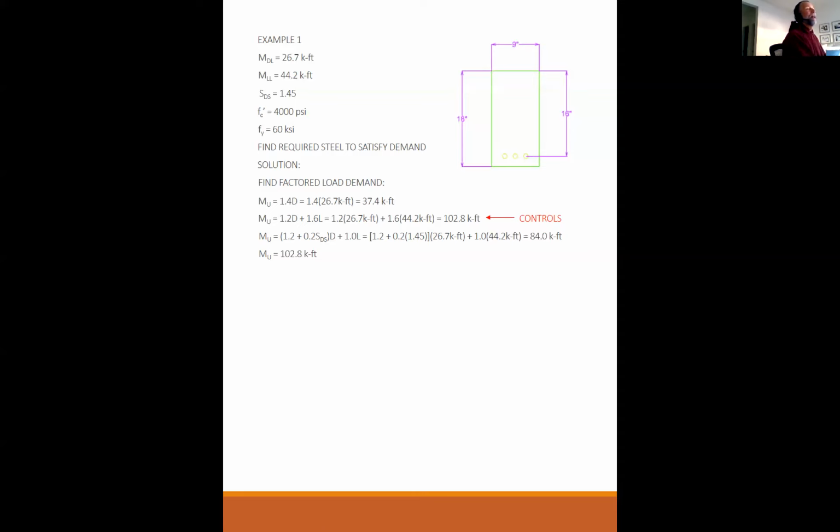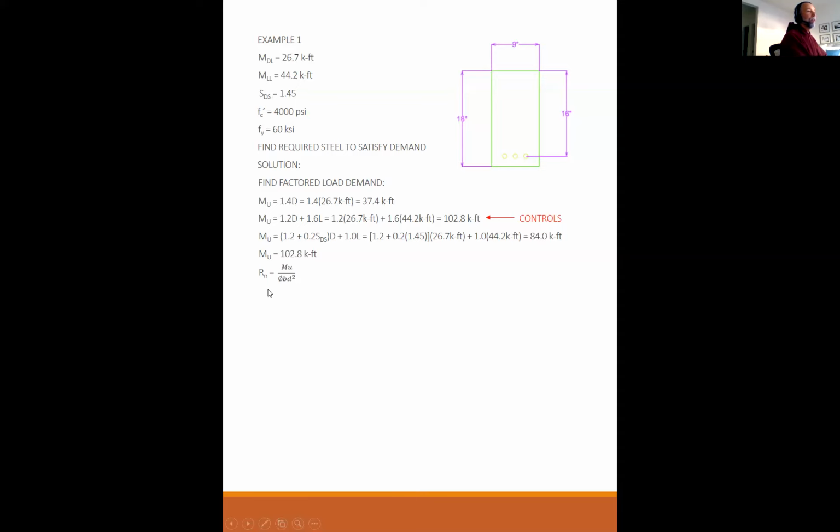If I give you a problem and I tell you that M sub u is equal to something, then I've already done this for you. You don't need to worry about this. If I give you M sub u, you just run with what I gave you. But if I give you dead load, live load, or any other component, then I am looking for you to calculate which one controls. Okay, so this is my factor demand.